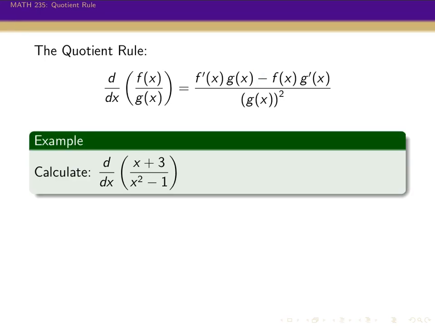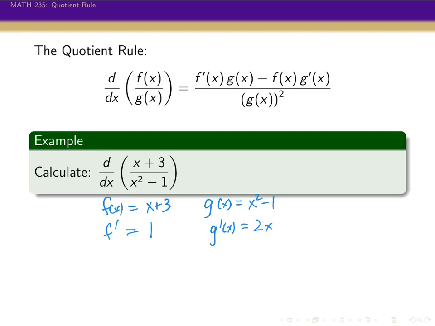Okay, so let's finish this video off with an example. So we're going to take the derivative of x plus 3 divided by x squared minus 1. And so our top function here, let's call it f, is x plus 3. Our bottom function g is x squared minus 1. And then the derivative of the top, the derivative of x plus 3, is just going to be 1. Derivative of the bottom is going to be 2x. The minus 1 just goes to 0. And so now we have all the parts that we need.